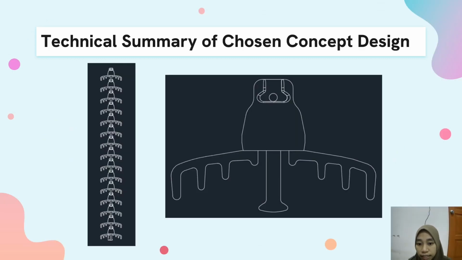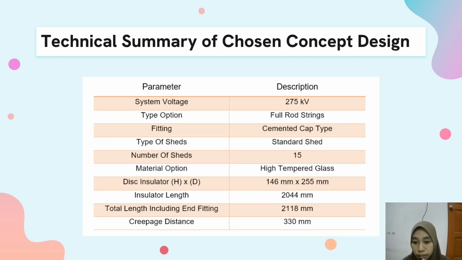Next, for the technical summary of the chosen concept design. The insulator shown here is the chosen concept design that has a full rod string structure, and the insulator is made up of a continuous string of rod-shaped components. A high tempered glass dielectric substance is used in this concept design, and we use 15 disc sheds in our insulator design. So these are the parameters of our concept design.